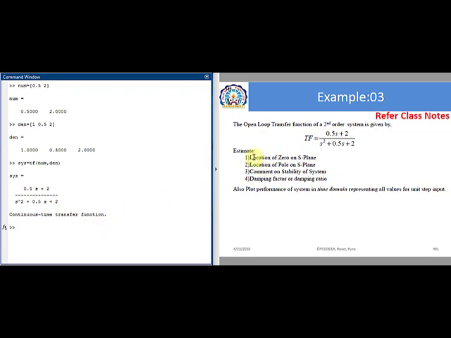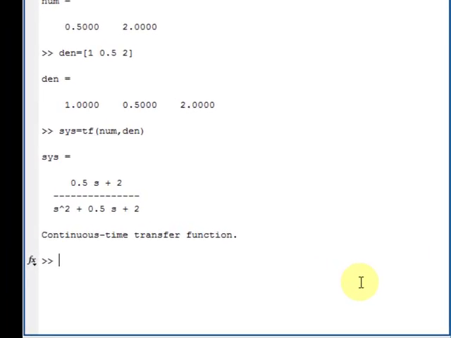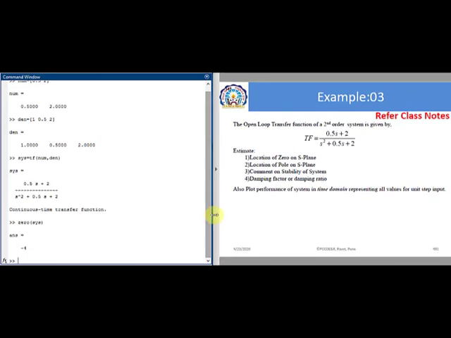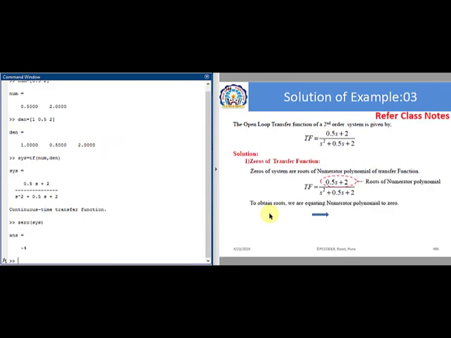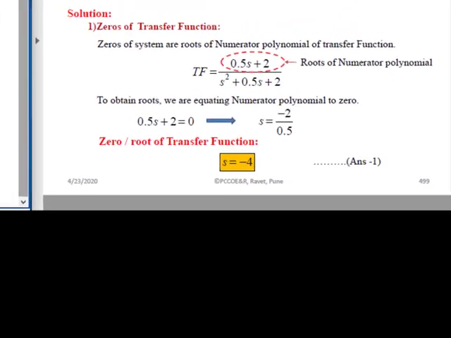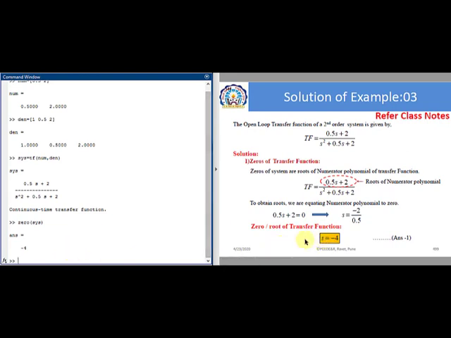Now in this numerical they are asking us to determine the zeros. To get the zeros of this transfer function, we are using the command zero of sys, that gives us the zero. The answer is -4. Since it's a first order polynomial, it has only one root, so it has one zero, that is -4. Let us compare this value here. We got s as -4, this is the zero of the transfer function. So we have verified zeros in MATLAB.